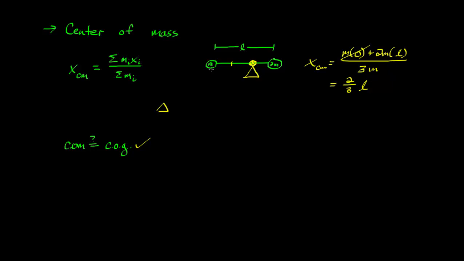So this mass over here is producing a force. So we have force of mass. So is this one, force of the 2 mass. And so the distance we just calculated, we're going to use to calculate the torque. So this would be 2/3 L. And then this one would create 1/3 L.